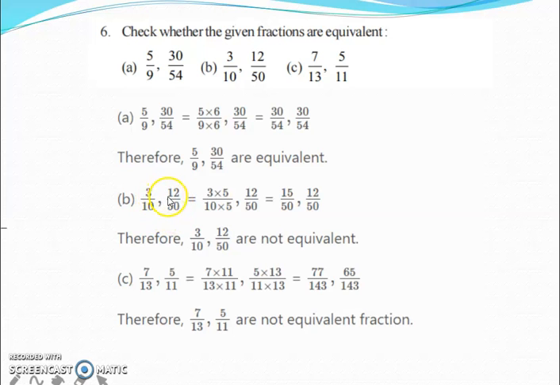So 10 fives are 50. Same like 3 fives are 15 we are getting. But here what have they given? 12 upon 50. So these are not equivalent. Okay, so next 7 upon 13, second number 5 upon 11. So this one is also not an equivalent fraction. Okay. Move to the next.